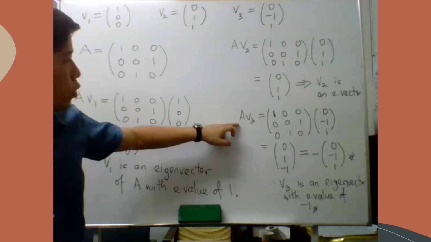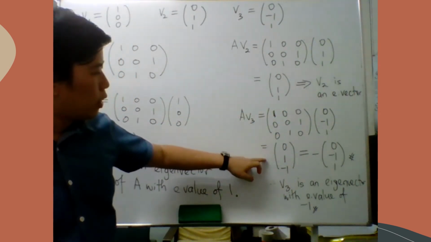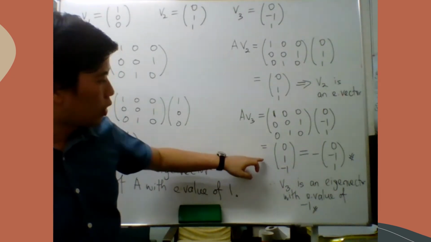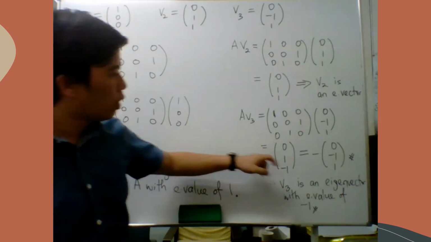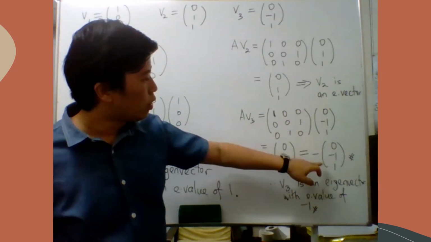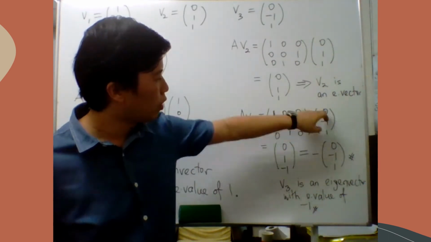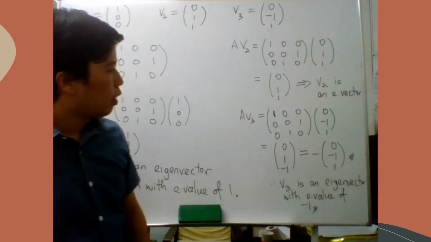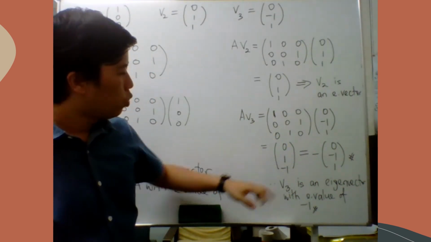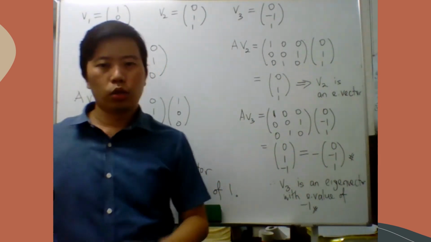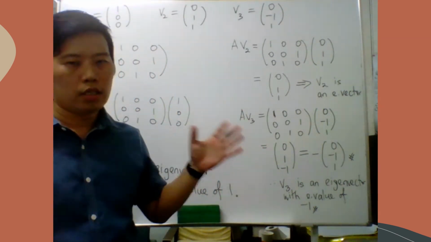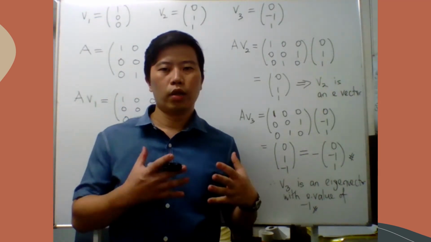For V3, if you take A multiplied by V3, you will see that this is equal to 0, 1, minus 1. It looks weird, but then you can factorize out minus 1 over here. So at the end, you have 0, minus 1, 1. On the left-hand side, you have 0, minus 1, 1, and on the right-hand side, you also get the same eigenvector, except that in this case my eigenvalue for this eigenvector V3 is equal to minus 1. That is how you show that these eigenvectors are in fact common to both A and H.